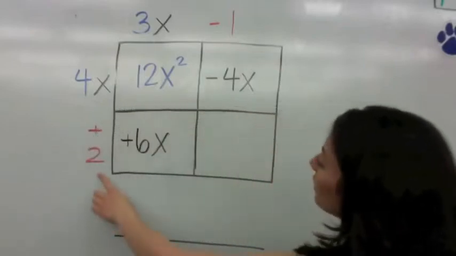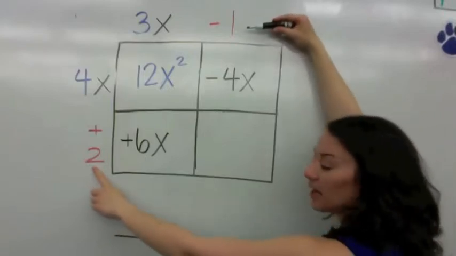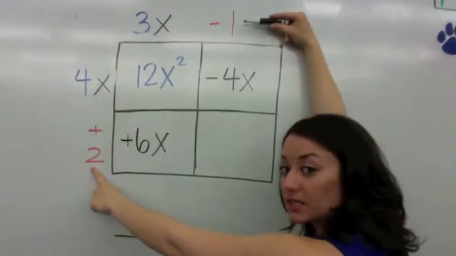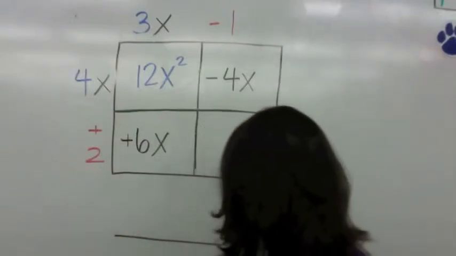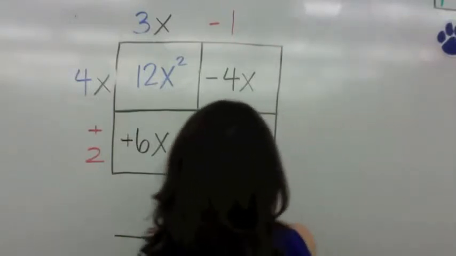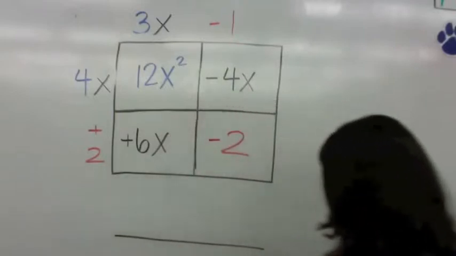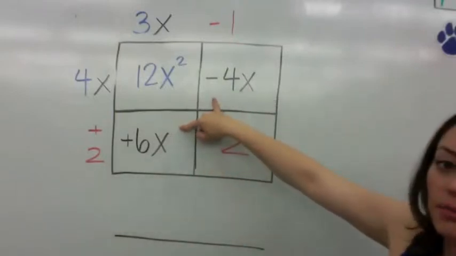Okay. Last one, let's look at the coefficients. We have 2 times negative 1. 2 times negative 1 is negative 2. Negative 2, because we're multiplying, right? All right. So, do we see some linear terms that we could combine?